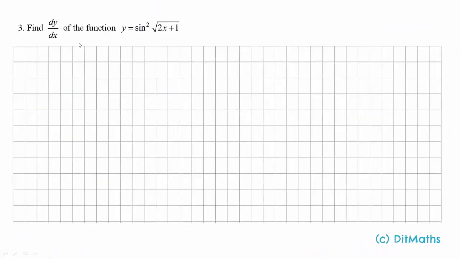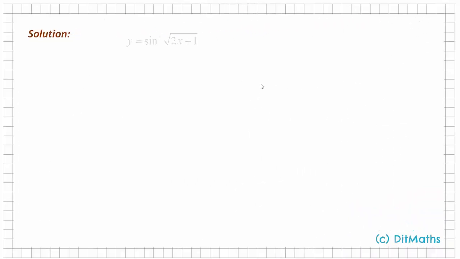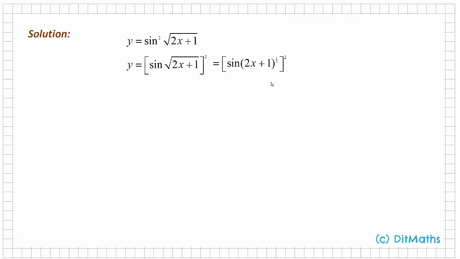Here we are asked to find dy/dx of the function y is equal to sine squared root 2x plus 1. Now we can rewrite sine squared of root 2x plus 1 as sine of root 2x plus 1 all to be squared, and root 2x plus 1 can also be written as 2x plus 1 to the power of a half. Now, to differentiate this expression, we use the chain rule.